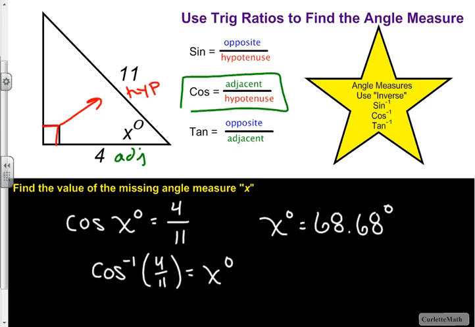So that triangle, if we have a side length of 4 for one leg and our hypotenuse is 11, then that angle measure there in between those two sides must be 68.68 degrees.